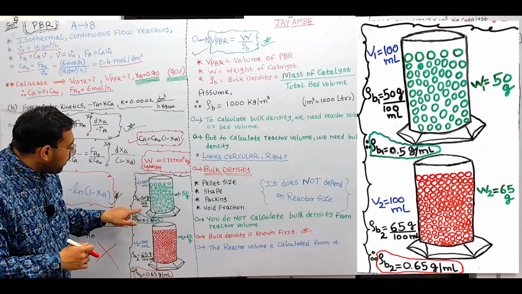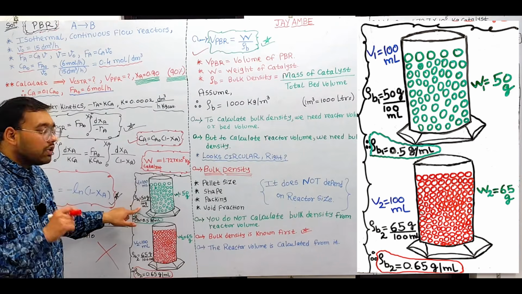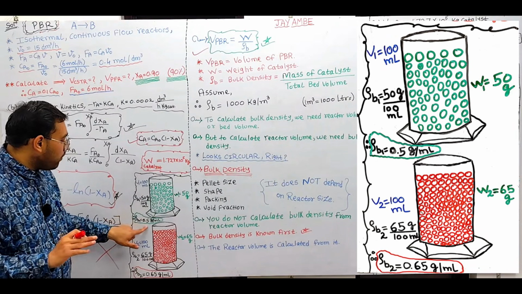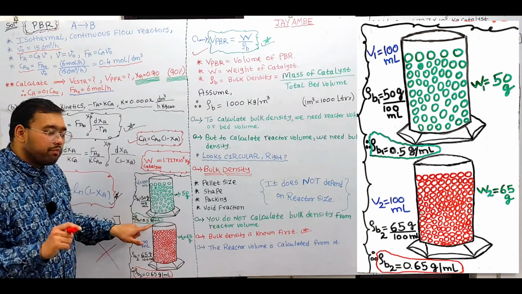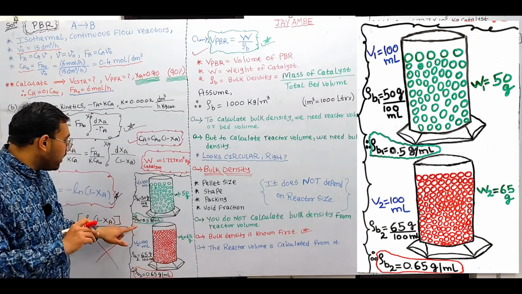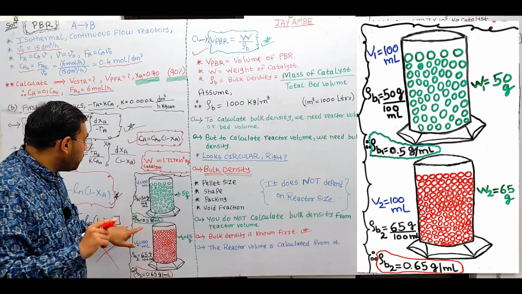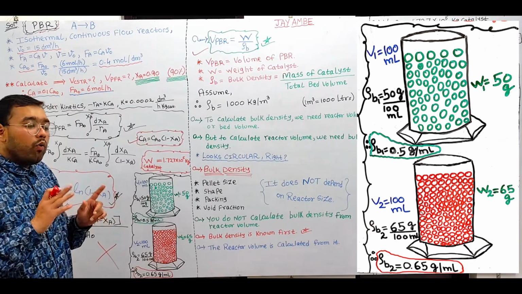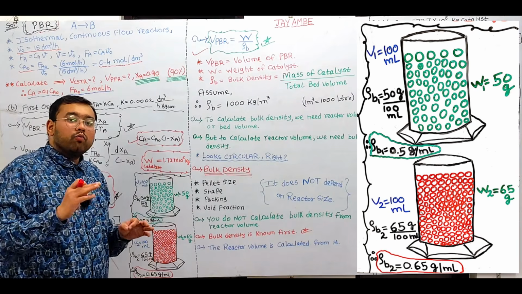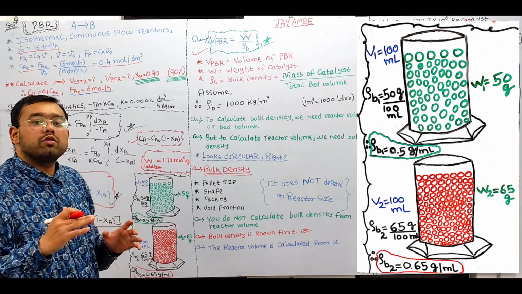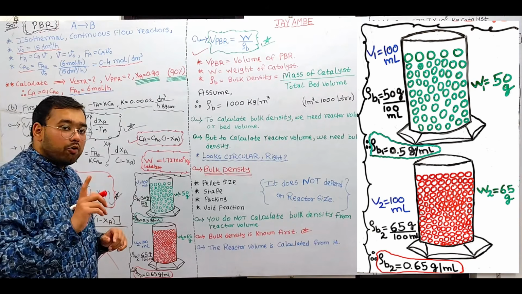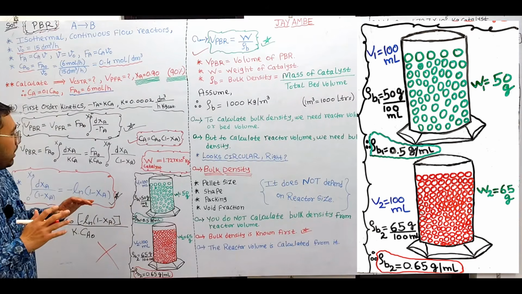So 50 grams divided by 100 ml, if we calculate, then the bulk density for the first case comes out to be 0.5 gram per ml. The bulk density for the first case is 0.5 gram per ml, which means for 1 ml volume of the measuring cylinder we have 0.5 grams of solid spherical catalyst present. I hope you have understood.